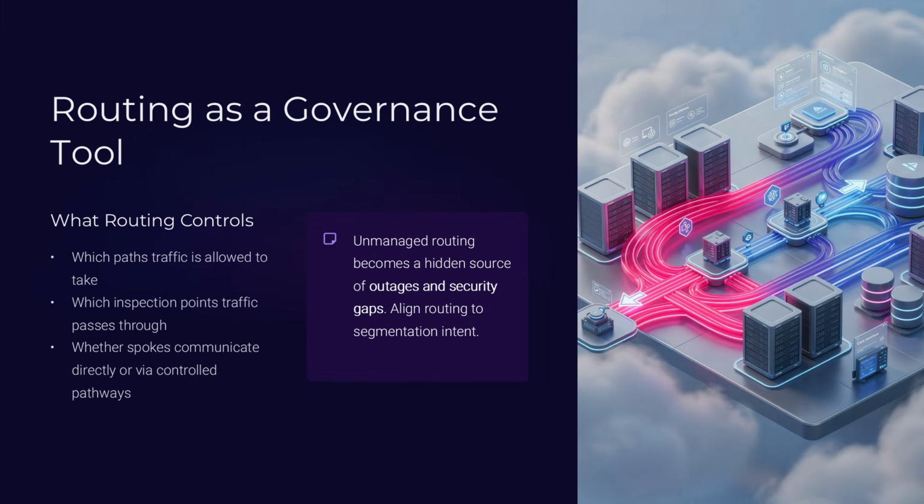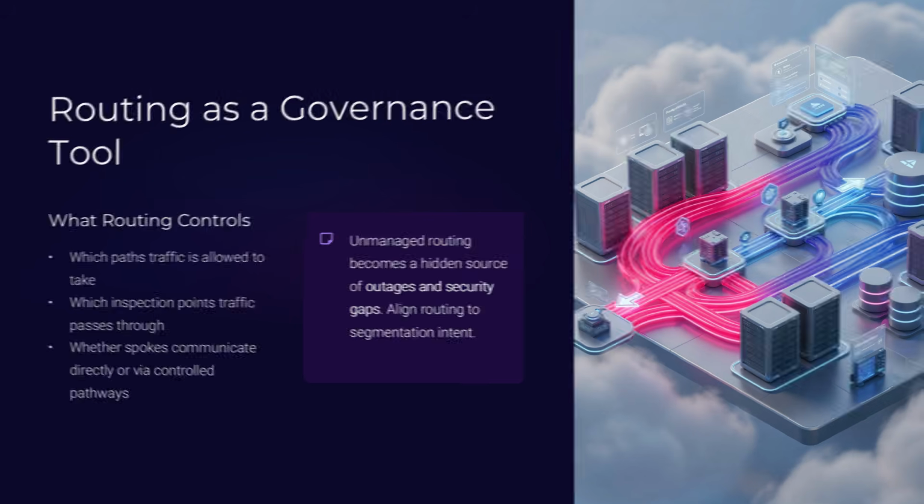With traffic direction in mind, you now focus on routing as a governance tool rather than a technical detail. Routing decisions determine which paths traffic is allowed to take, which inspection points it passes through, and whether spokes can communicate directly or must traverse controlled pathways. Your routing model should align to your segmentation intent and operational needs. Leaders care because routing is how you enforce control at scale. Architects care because routing complexity grows quickly, and unmanaged routing becomes a hidden source of outages and security gaps.